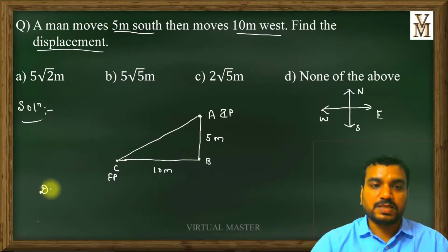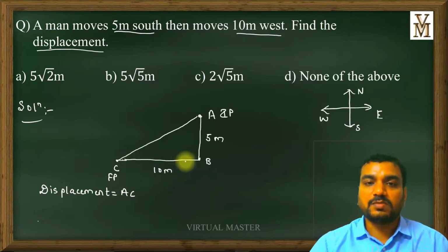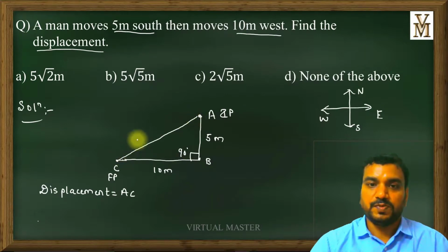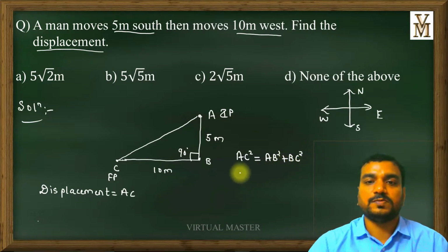Okay, so displacement is equals to AC. Now let us find AC. Now look at the diagram. It is a right angled triangle. Okay, and angle ABC is 90 degree. So AC is the hypotenuse. Now according to the Pythagoras theorem, I can write AC square is equals to AB square plus BC square, isn't it? Now AC square will be equals to, what is AB? AB is 5 meter. AB square means 5 5 is 25.